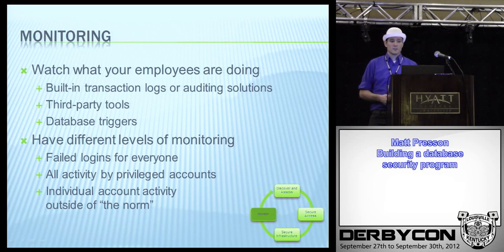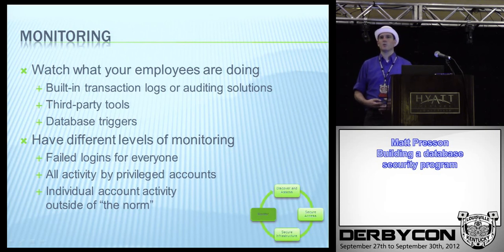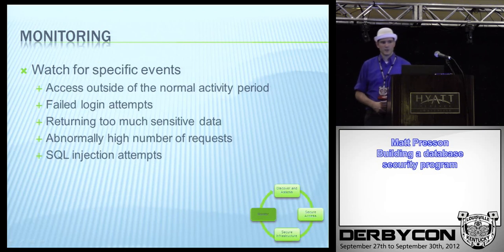A good thing to monitor along those lines is activity outside of the norm. Maybe that report only returns 100 records on average, but now it's returning every record in the database. Did somebody modify the report script? Did somebody change the stored proc? Was that valid? Was it malicious? Is there a flaw? You don't know. But if you're not looking for it, you don't know that it's happening, and you can't make those decisions about what you want to do about it. So set up some monitoring and watch for specific events.